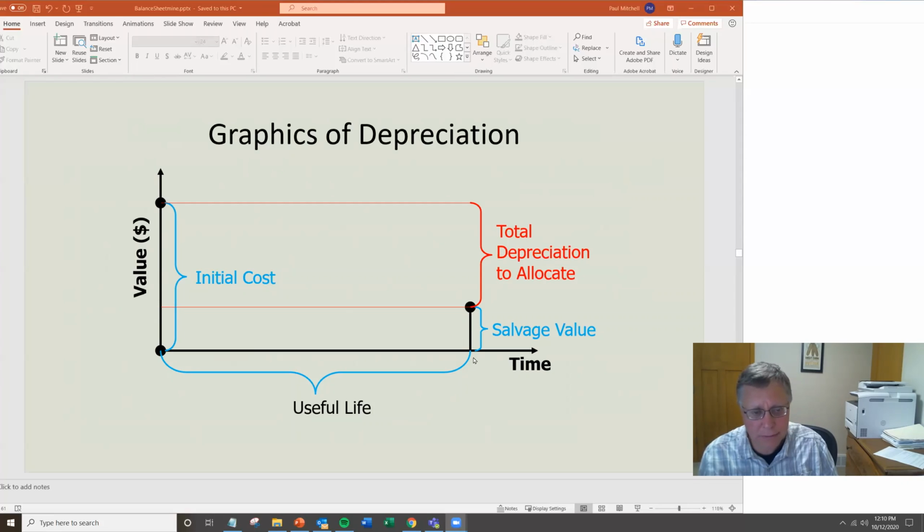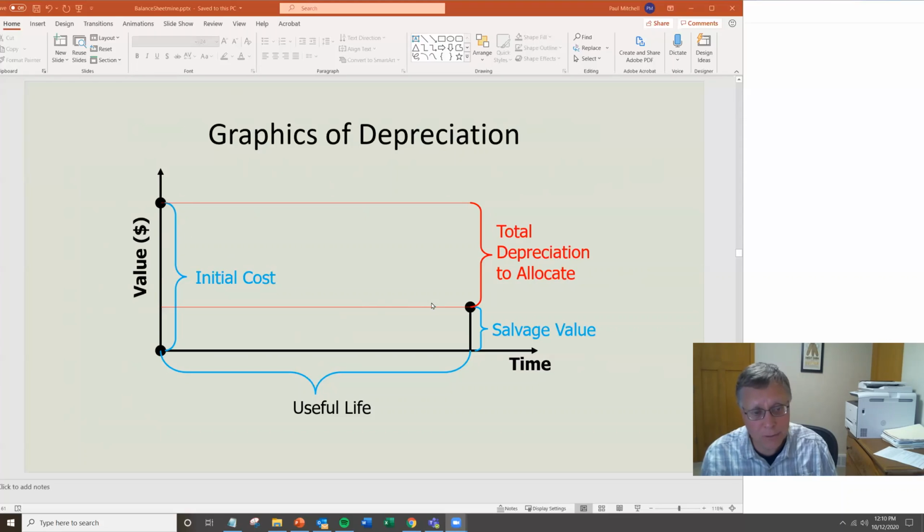Here's the salvage value. And here's the useful life across here. And so you're going to go from this point here down to this point here. And you got that total loss, that total decline in value, that red mark. That's what you have to allocate across this useful life. How do you go from this dot to this dot?